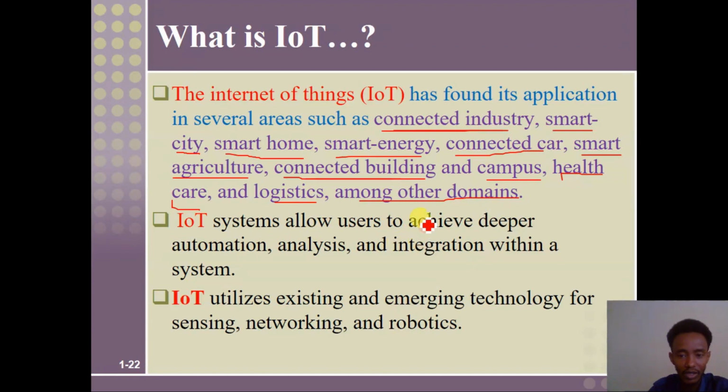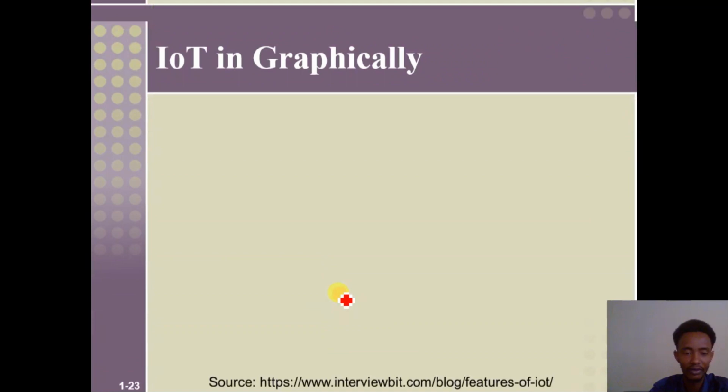IoT systems allow users to achieve deeper automation, analysis, and integration within the IoT system. So it utilizes existing and emerging technology, or the technology which will be expected within the coming 5 to 10 years for sensing, for networking, or for robotics. IoT uses currently existing technology, or is expected to use the technology that will be expected within the coming 5 to 10 years.